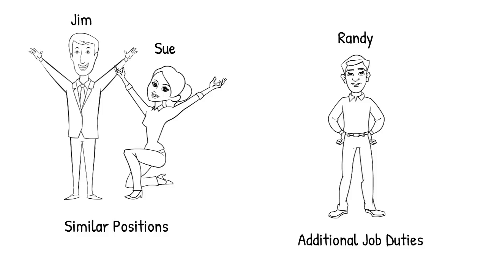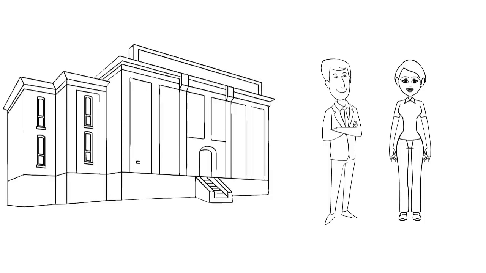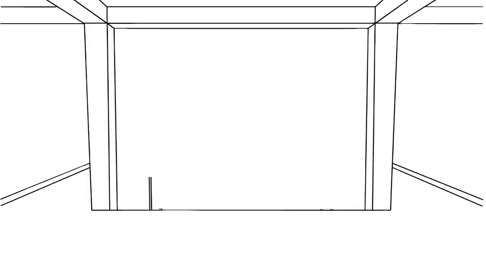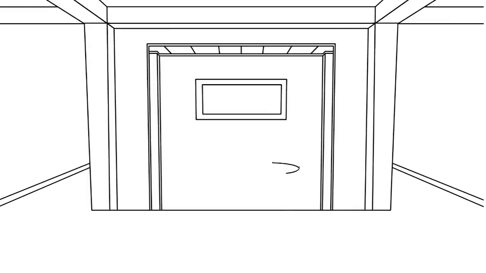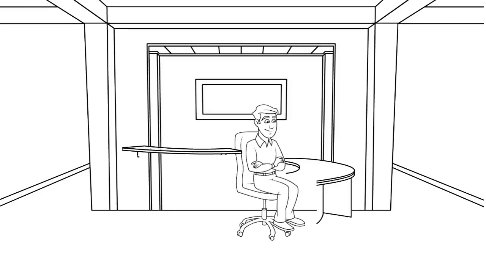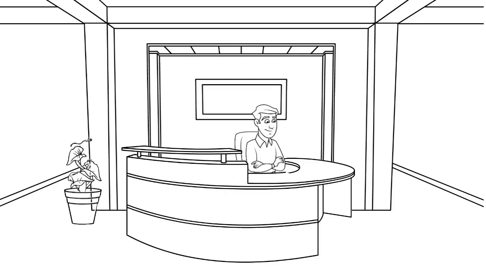Let's compare their positions. Jim and Sue work for a large department, and their work is collaborative. Randy works for a small department, sits by a desk at the front door, and serves as the agency's receptionist due to the small size of the department. Randy's position must also provide communication to the budget office, as well as give presentations to the director of the department.